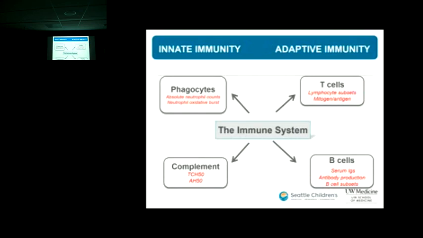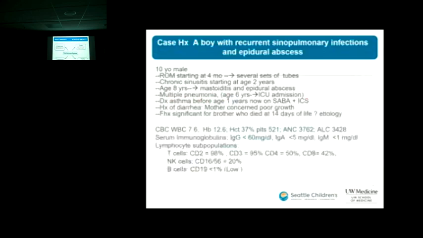So today I'm going to discuss a group of clinical scenarios, and basically I've divided the clinical scenarios into defects of antibodies, defects of cellular immunity, phagocytes, and then I'm going to show you some more rare conditions, and just make a few points on each of these different diagnoses. All of these diagnoses are patients that I've followed over the years. So this is the case of a boy with recurrent sinus-pulmonary infections and an epidural abscess.